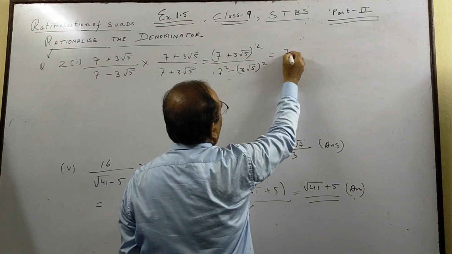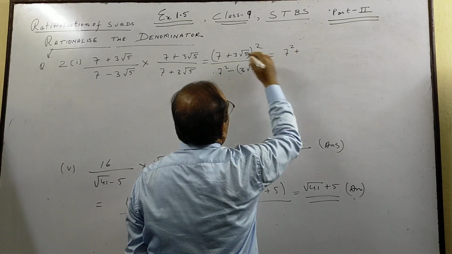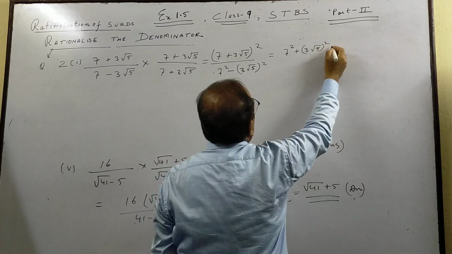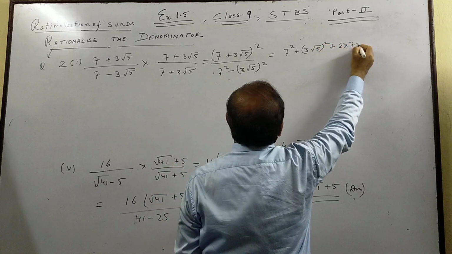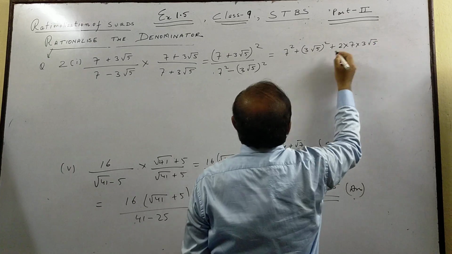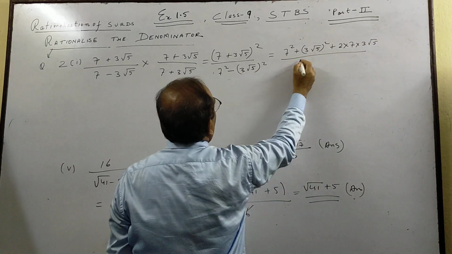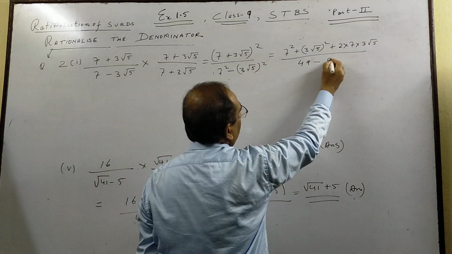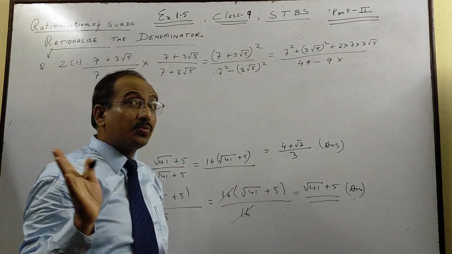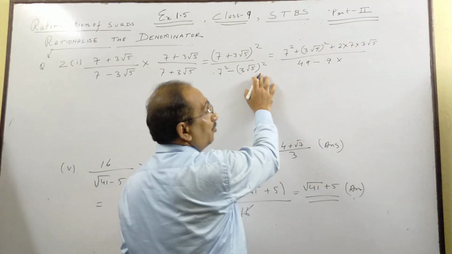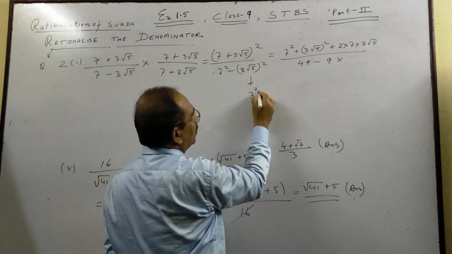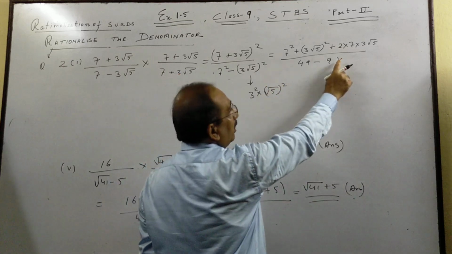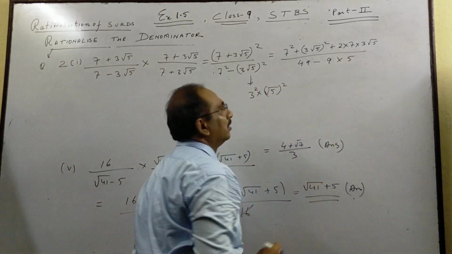A plus b whole square. A square plus b square you can do first, b square plus 2ab, upon 49. Now this part you see very nicely. 3 square is 9. Root 5 square is not 25. Root 5 into root 5, because this is 3 square into root 5 square. Got it? So don't write 25 here, just write 5 over here.